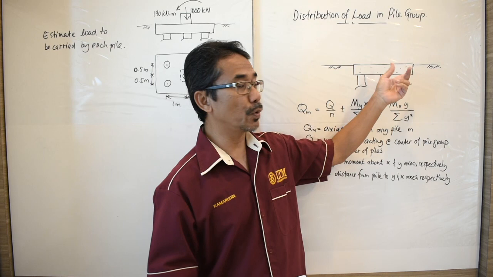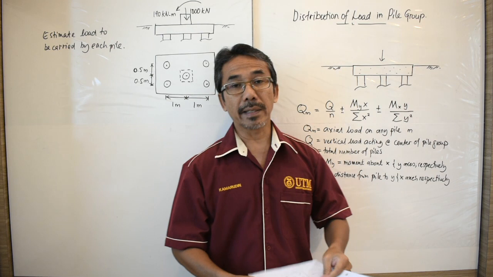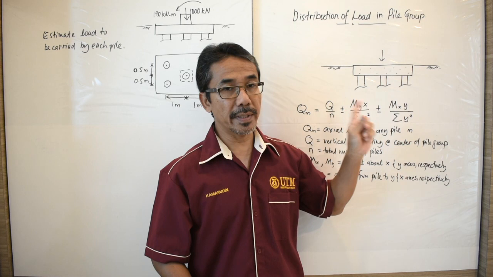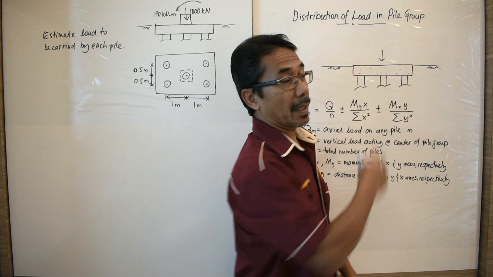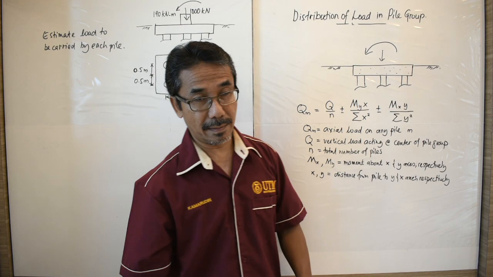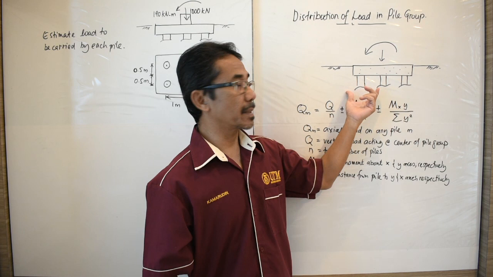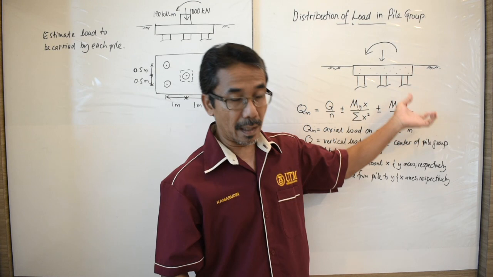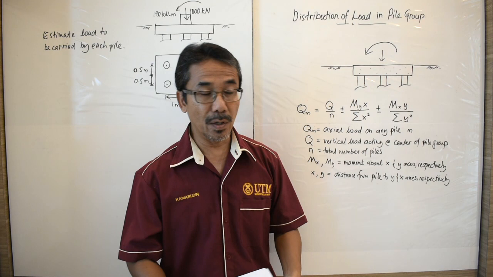So let's say we have a vertical load acting at the center of the pile group, then we will anticipate that the load will be distributed equally to each individual pile. However, under certain circumstances, this pile group may be subjected to movement, for example. So when we have vertical load and then movement, we would anticipate that certain piles need to carry additional load, whereas other piles maybe will experience less load to be carried. So in order to estimate the load to be carried by each pile, we use this equation.